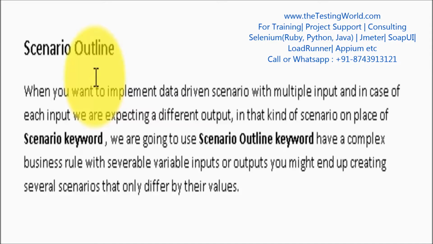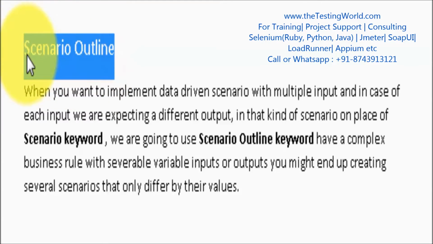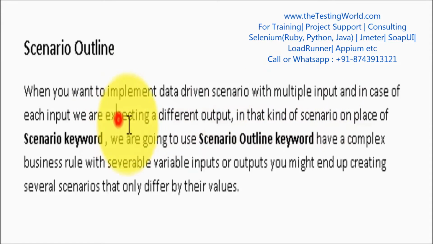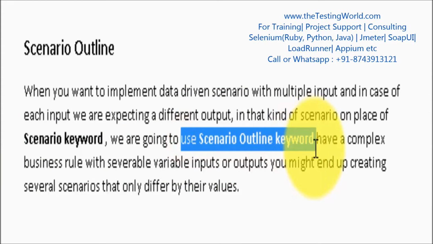Sometimes we need to run our test case with multiple data. When we want to execute our test case with multiple data, then in place of scenario, we have to go for the keyword scenario outline. This approach is called the data-driven approach. We are going to execute the same test case with multiple data, multiple inputs, and these inputs will be passed from the feature file. So when you want to implement a data-driven scenario with multiple inputs, in place of the scenario keyword, we have to use the scenario outline keyword.